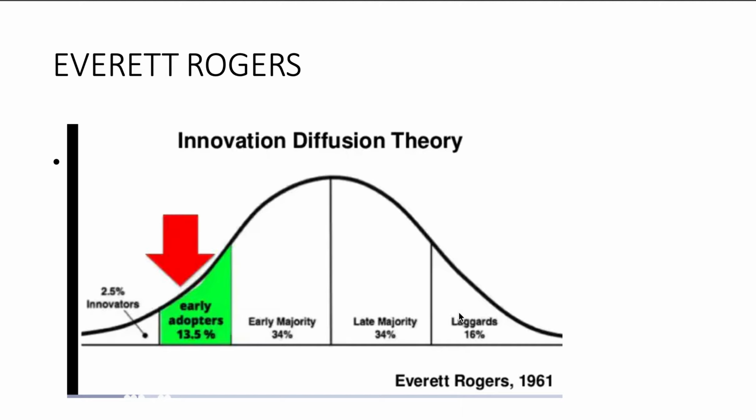After all, the most traditional people, or poor people, or those who have very little knowledge, are called laggards. They adopt an idea last of all.